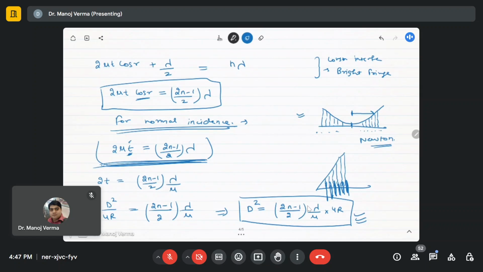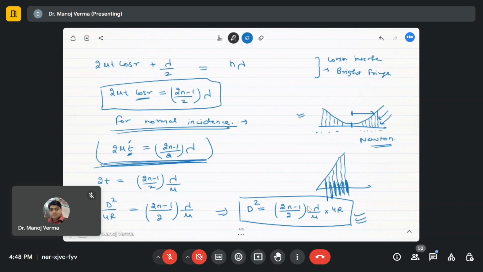So it will be 5 into 2, 10, minus 1, 9 by 2 into lambda, the wavelength which you are using in this setup. Mu, refractive index. Refractive index of what? Refractive index of air. Refractive index of the air film, because in this case, air is the film which is creating the interference pattern. So do not confuse this mu with the glass media, with the glass refractive index. It is not the refractive index of glass.